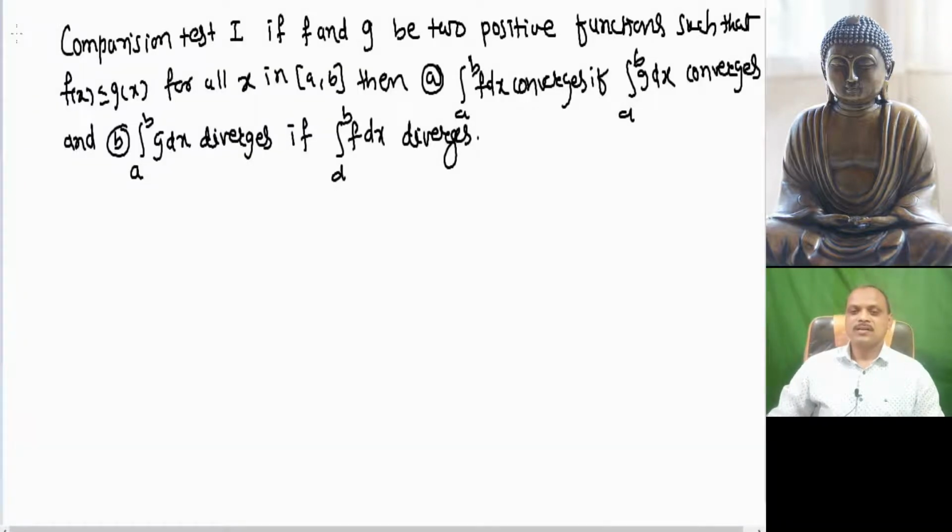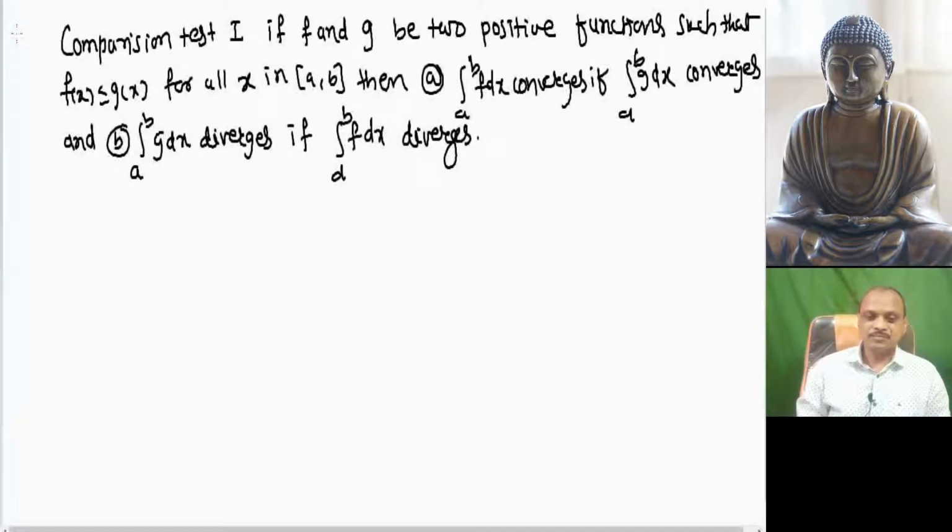Now the comparison test. Let f and g be two positive functions such that f of x is less than or equal to g of x. Then the integral of f converges if the integral of g converges, and the integral of g diverges if the integral of f diverges.